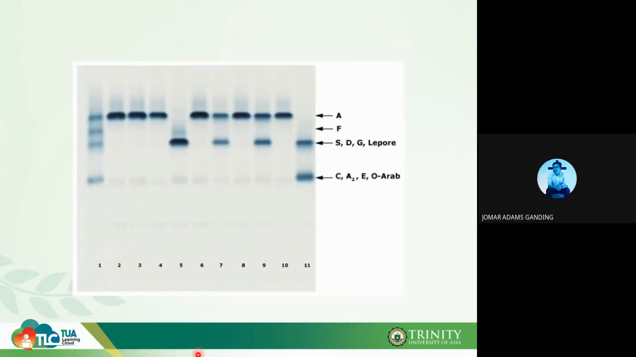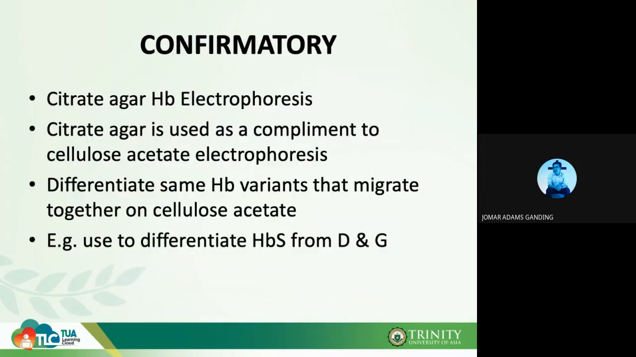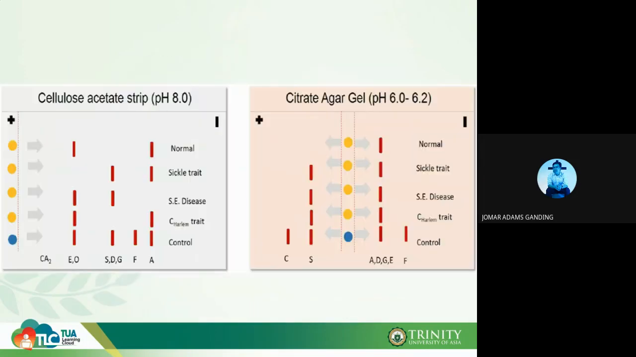That's why what you will do is your citrate agar hemoglobin electrophoresis. And this is what will differentiate them. In cellulose acetate, you notice S, D, G are all in one band. But here, okay, in your citrate agar, remember that the application point, the application well, is in the middle, okay? Application point is in the middle.